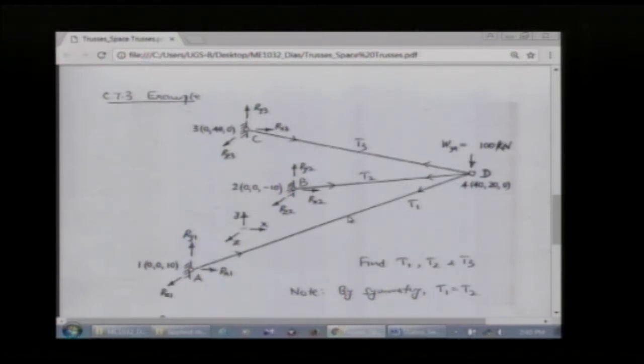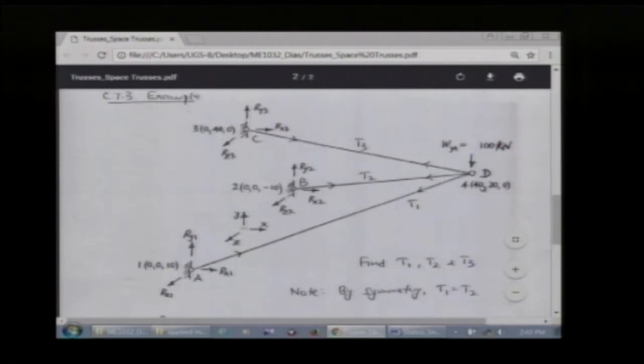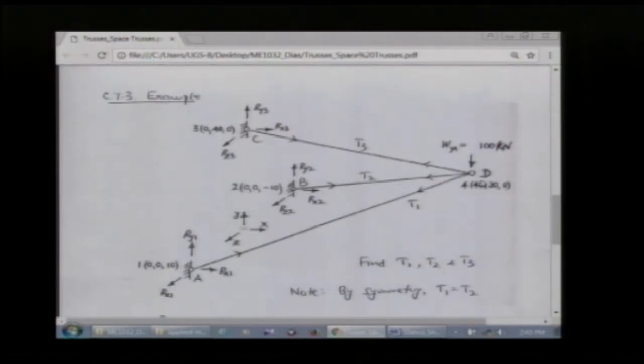Now, how do we visualize this? We can visualize it by looking at these coordinates, the x, y and z coordinates. You can see that this x coordinate is 0, x coordinate is 0, x coordinate is 0. So A, B and C are on the same vertical plane. Now here, the x coordinate becomes 40, that means it is projecting out of that vertical plane. Now the z is in this direction, so z here is minus 10 and z here is plus 10.